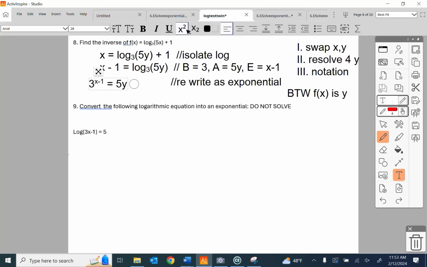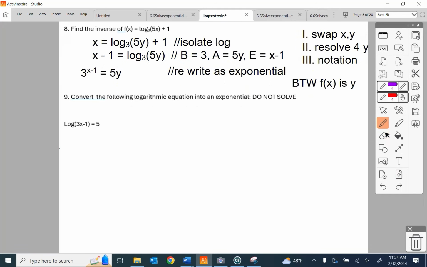I'm not done solving for y. I'm still on solve for y. So I'm going to divide that 5 out. I'll have to write that. I'm just going to put it over a 5. Okay? And now I'm at notation. 3 to the x minus 1, sitting pretty over 5, is, that was called f of x again, the inverse of f of x.